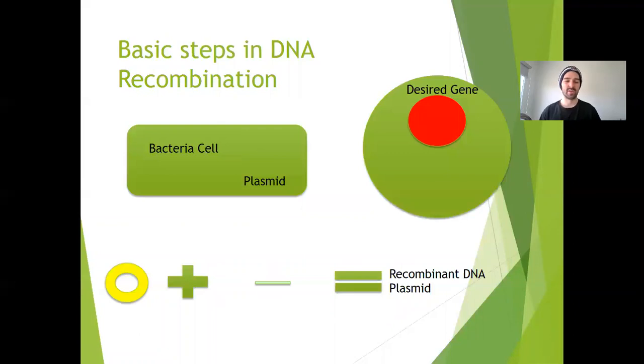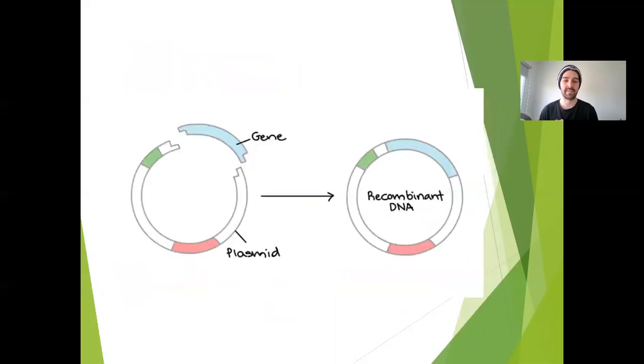So in other words, it's got the normal genes that are in the plasmid plus the desired gene from another source. Again, just cutting back in this video, you can see here, there's our plasmid, our desired gene is shown in blue. And when we combine them together, we can see we've got recombinant DNA.